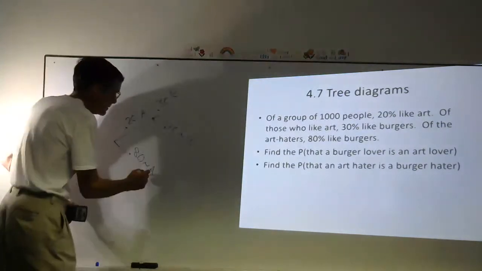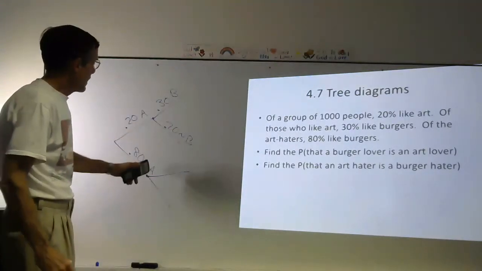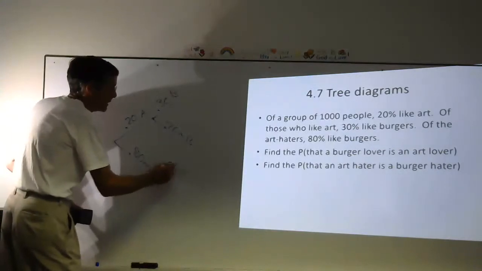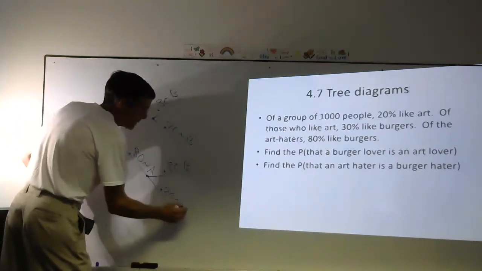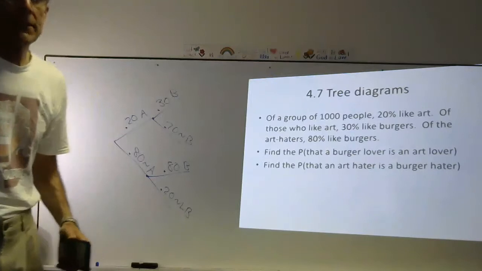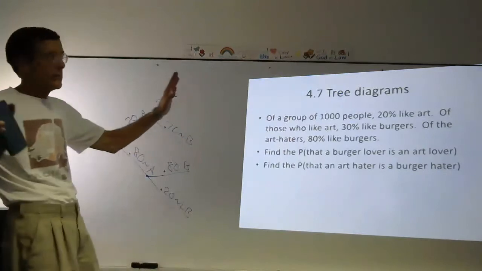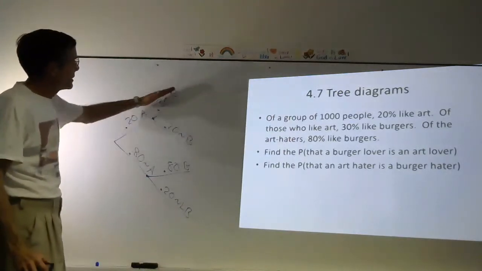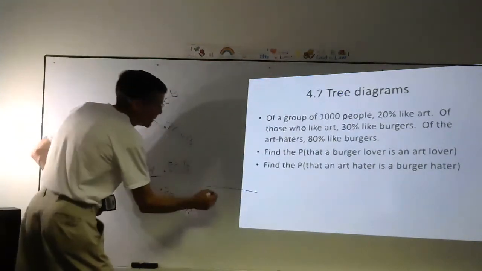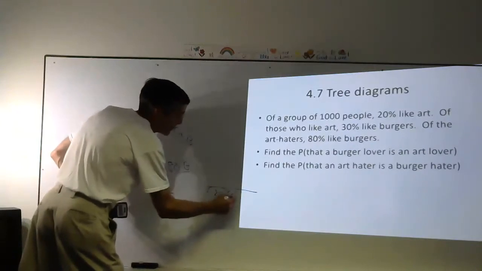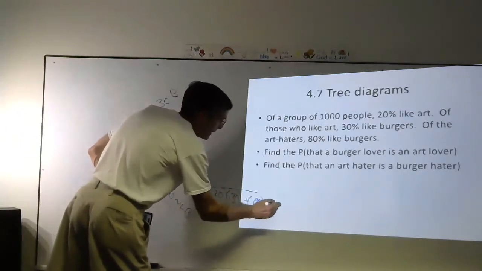Yeah. Down here, of the art haters, 80% like burgers, 20% do not like burgers. Yeah. Okay. Find a probability that a burger lover, stop right there. Burger lovers, this branch and this branch. Burger lovers would be burger lovers, 0.20 times 0.30 plus burger lovers, 0.80 times 0.80.